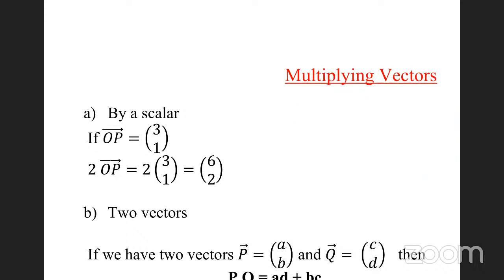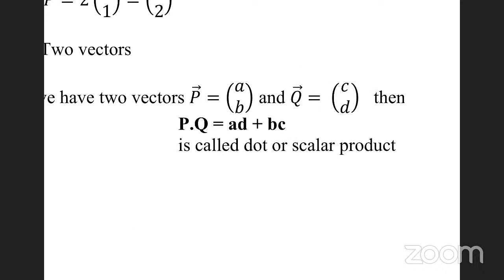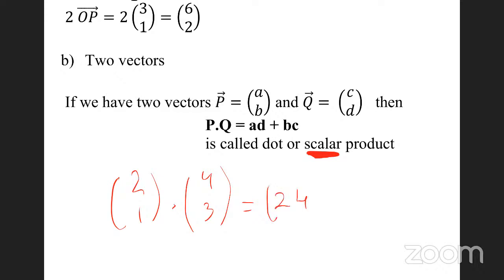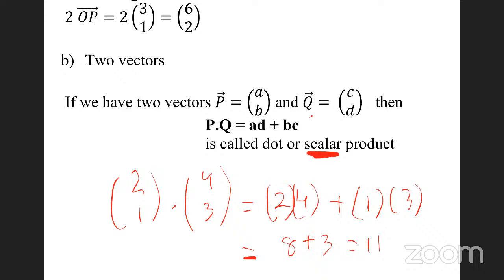If you have to multiply two vectors, it's no longer a vector. It's called a scalar. So if you have to multiply (2, 1) by (4, 3), you multiply the x values and add it to the product of the y values. 8 plus 3 is 11. Notice it's no longer a vector, it's a scalar value.